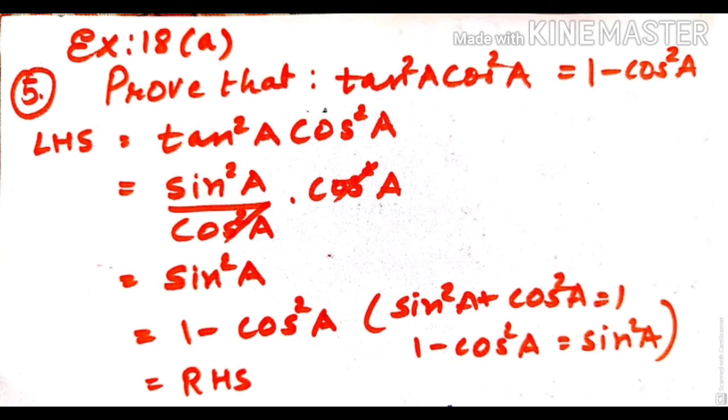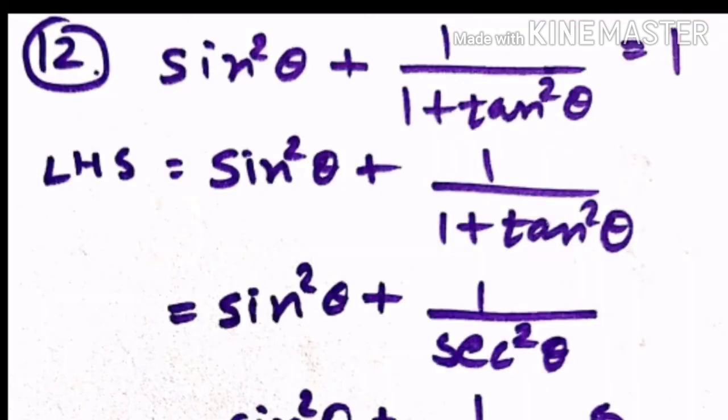So sine square a is equal to 1 minus cos square a, which is your right hand side you have to show. So likewise you can show the 14th question also, that is easier. You have to start from LHS and show the RHS. Now I am taking question number 12, students.